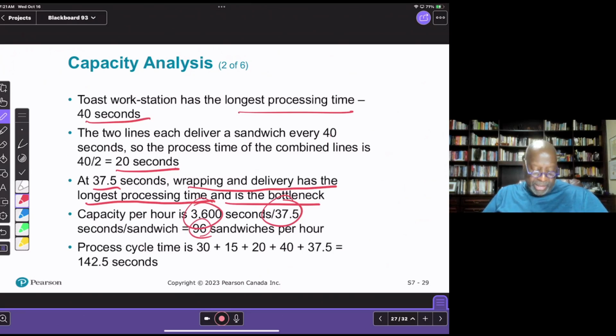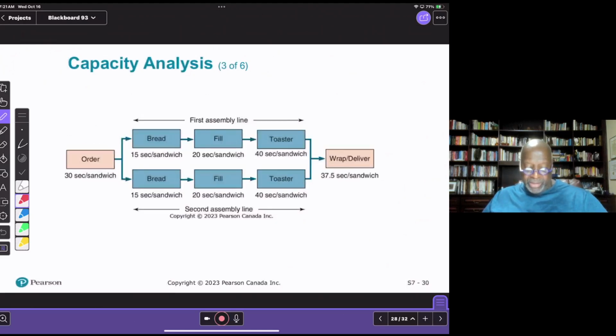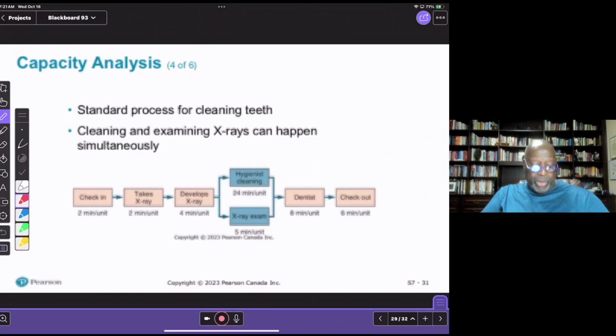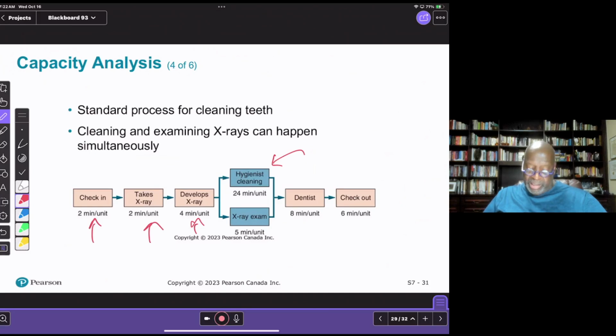Process cycle time is 142.5 seconds, which I already mentioned. And this is just showing you the same kind of analysis. All right, here's another one. We're going through a standard process for cleaning teeth, and cleaning and examining x-rays can happen simultaneously. So we check in 2 minutes, 2 minutes to take your x-ray, 4 minutes to develop the x-ray, and then we have 24 minutes for the hygienist to do the cleaning while the x-ray examination is taking place by the dentist at the same time. Then you see the dentist and then you check out.